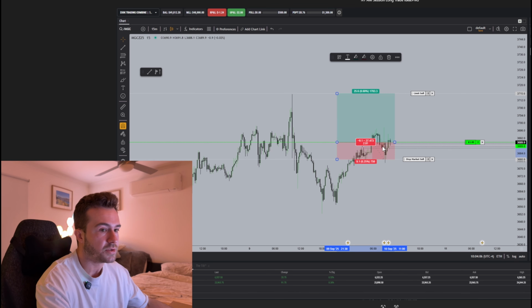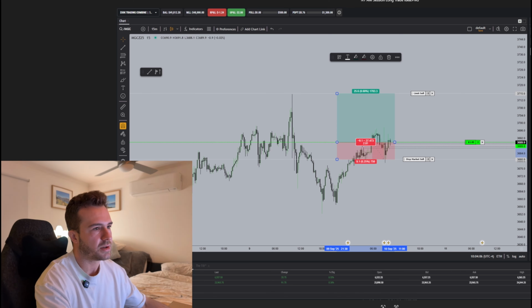And so I was using it as a reclaimed 15 minute and entering in that 5 minute actual BISI that was formed there. And yeah, that was my entry. And then obviously I was targeting that buy side liquidity there. You can see it was more than two risk reward. So that was the idea essentially.